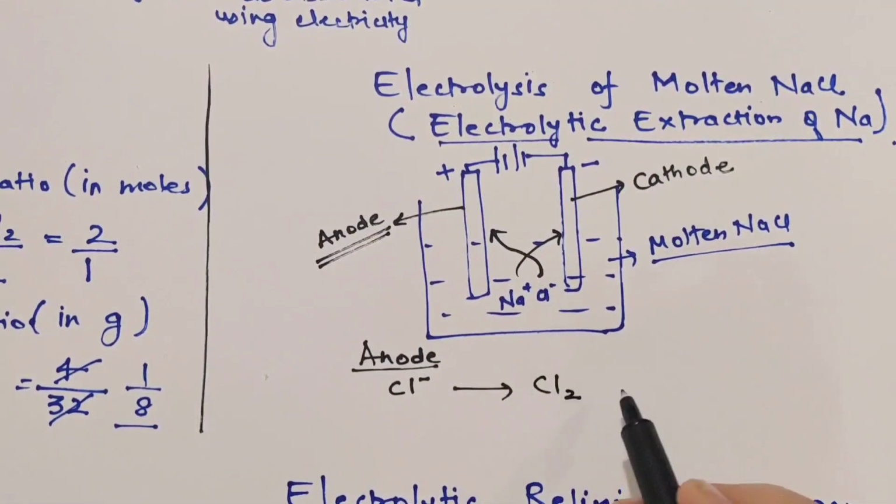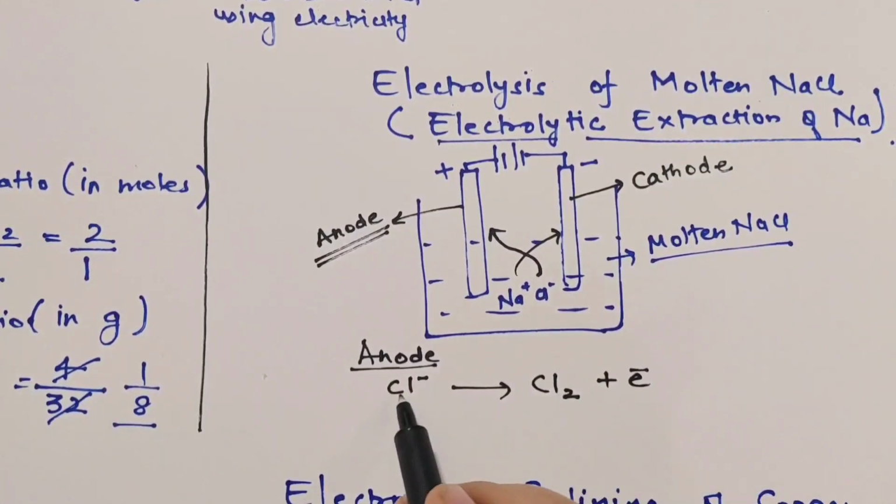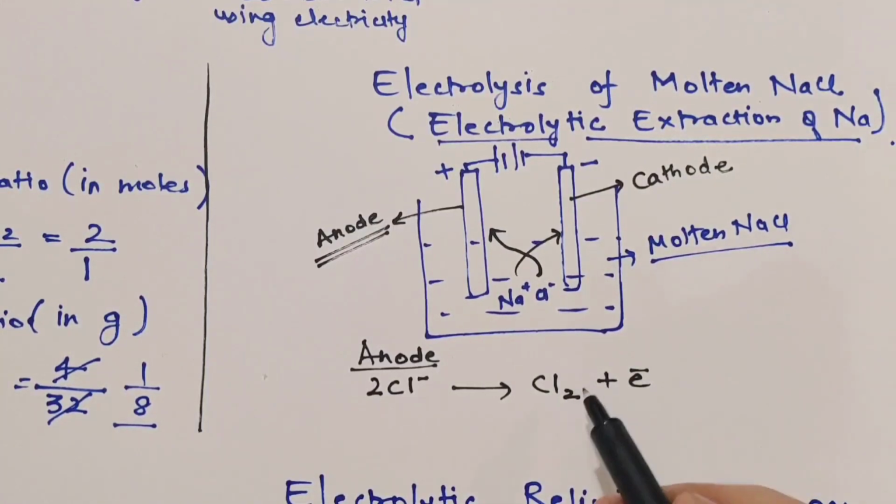and will form chlorine gas. And chloride has lost an electron. Each chloride has lost one electron. Since chlorine molecule has two atoms, there would be two chloride ions which would have to lose two electrons to form the chlorine gas.